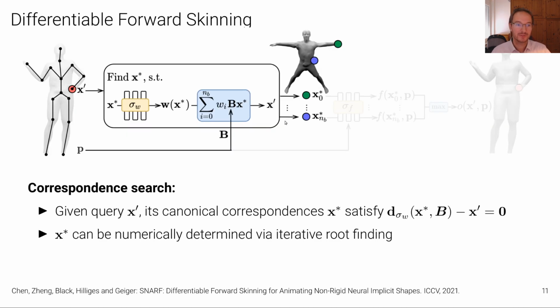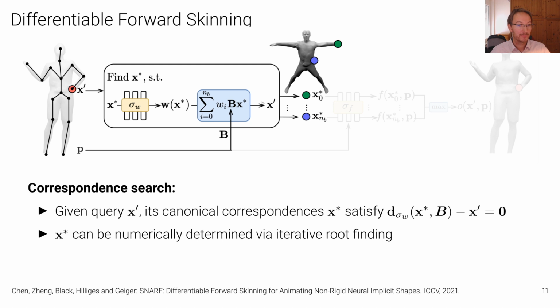Well, as already mentioned, we need the inverse. And for inverting this forward LBS, we need to find correspondences. Given a particular point in pose space, we need to find a correspondence in canonical space. Here you can see the example that I mentioned before. This is a point where two body parts are touching, and I could have a correspondence both at the torso as well as at the hand, here in green.